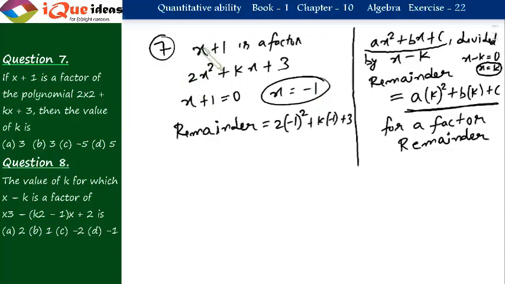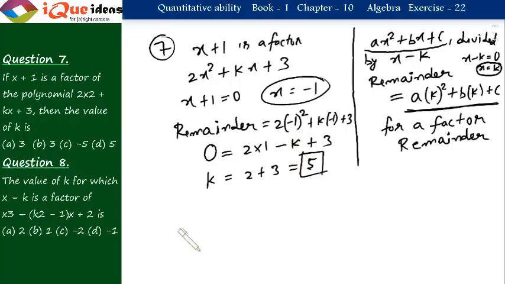Now it is also given that x plus 1 is a factor of this expression. So the remainder should be 0. So 0 equal to 2 into 1 minus k plus 3. So bring k on the left hand side. So you get k is equal to 2 plus 3, that is 5. So the required value of k is 5. Answer of the question is 5.